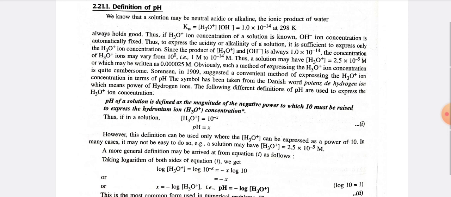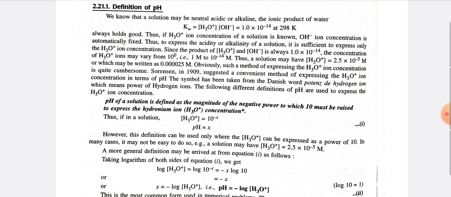ion concentration. Since the product of H3O+ and OH- is always 1 into 10 raised to the power minus 14, the concentration of H3O+ ions may vary from 10 raised to the power 0, for example 1 molar, to 10 raised to the power minus 14 molar. Thus a solution may have a hydronium ion concentration equal to 2.5 into 10 raised to the power minus 5, which may be written as 0.000025 M. Obviously, such a method of expressing the hydronium ion concentration is quite cumbersome.